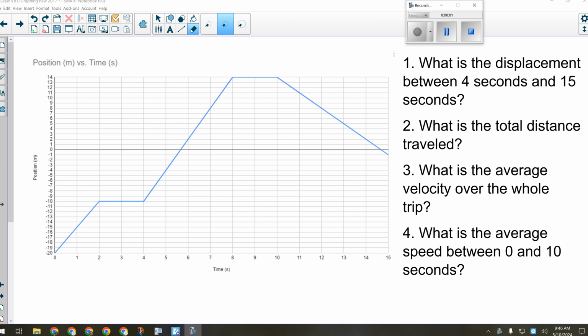Okay, so with this position versus time graph, remember that what I can read directly off of it is where the object is at various points in time. If I know where the object is at various points in time, I should be able to figure out its displacement, its distance, its velocity, and its speed, okay?